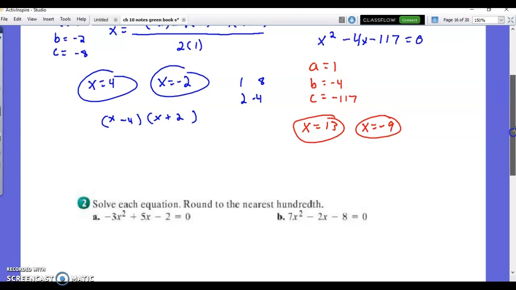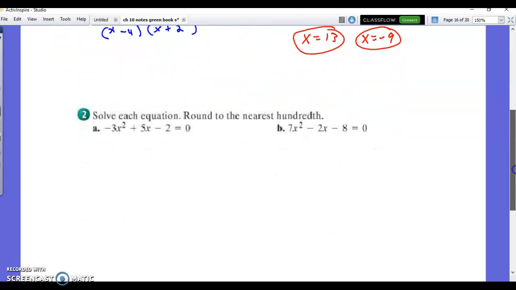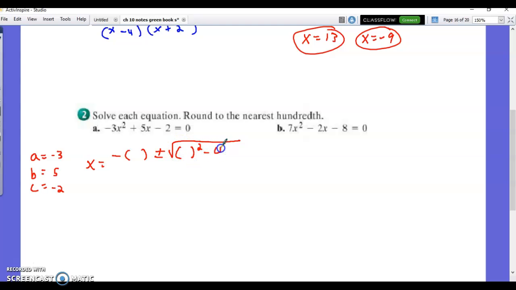All right, so again, now these came out nice and neat. Let's see what happens if it's not factorable. All right, so pause this. Why not give it a shot? So here I have A, B, and C. A is -3. B is 5. C is -2. So x equals -b plus or minus square root of b squared minus 4ac divided by 2a. And I'm going to put these in.